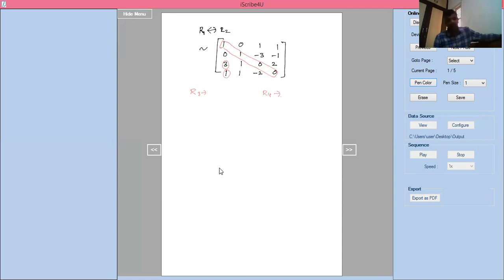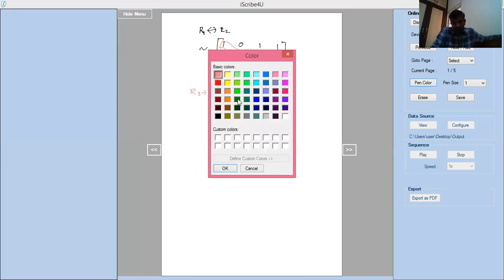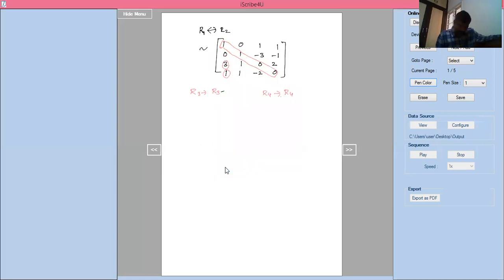In R3 what is there? See, here 3 is there. In R4, 1 is there. So R3 minus 3R1 we have to do: R3 minus 3R1. Next R4: R4 minus R1 I can do.